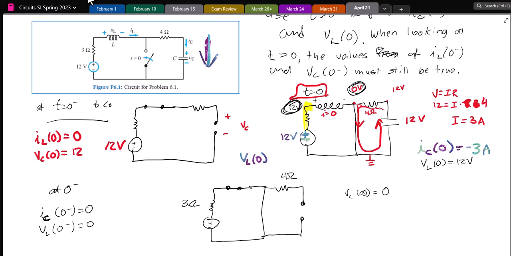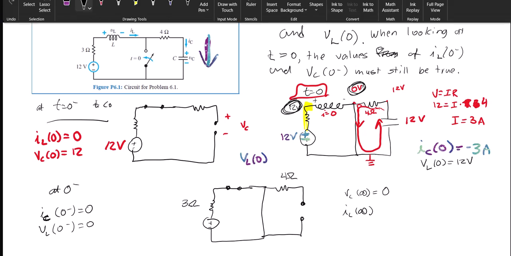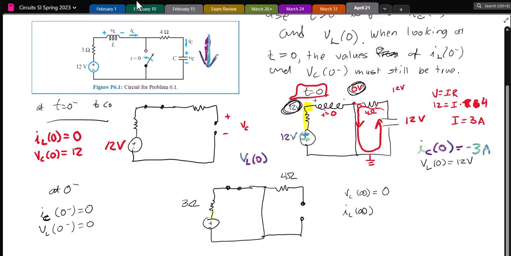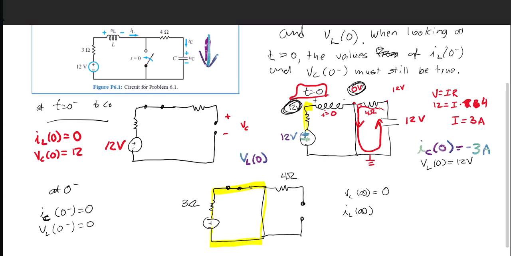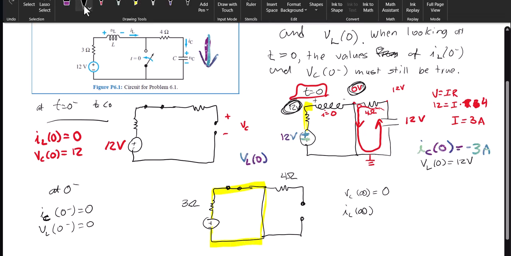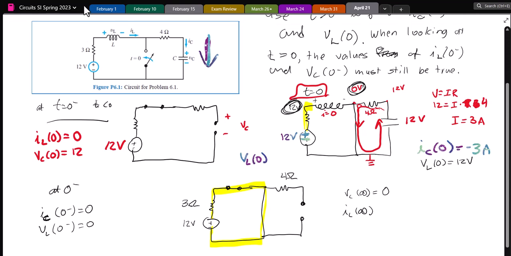And IL at infinity, well, we do have a current. We have a current that's a very simple current just going through this left-hand branch here. So we have, this voltage is 12 volts. And we have a 3 ohm resistor. So IL at infinity is 4 amps, and I think we had it drawn this way, and that's the way it's going.